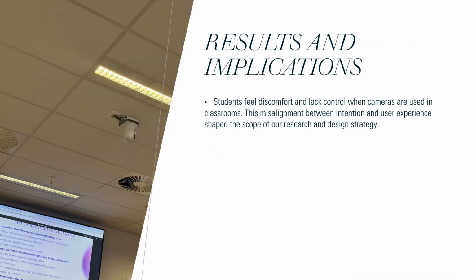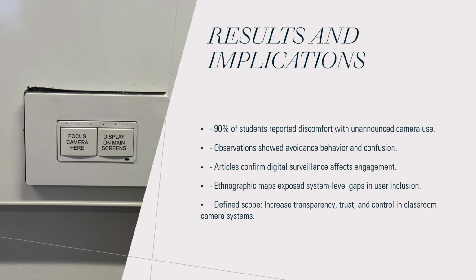For the results and application, we have students feeling discomfort and lack of control when cameras are used in classrooms, and misalignment between intention and user experience shapes the scope of our research and design strategy. 90% of students report discomfort with unannounced camera use. Observation shows avoidance behavior and confusion. Articles confirm digital surveillance affects engagement. Ethnographic maps expose system-level gaps in user inclusion. Define scope: increase transparency, trust, and control in classroom camera systems.